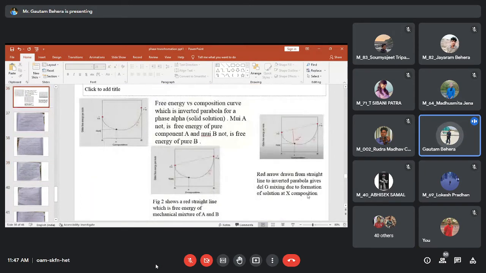And you have seen already. This one is a straight line, which is due to mechanical mixing, and this is the parabolic, which you have already seen. Okay.